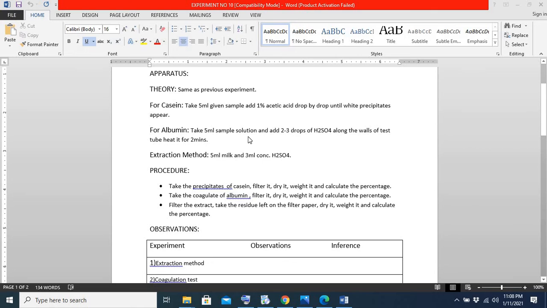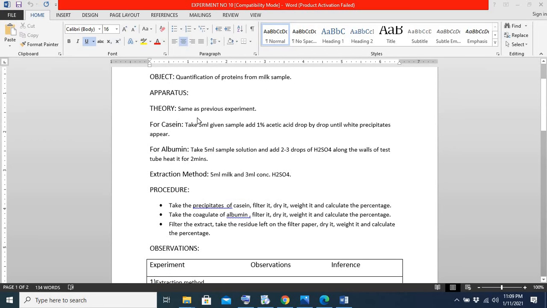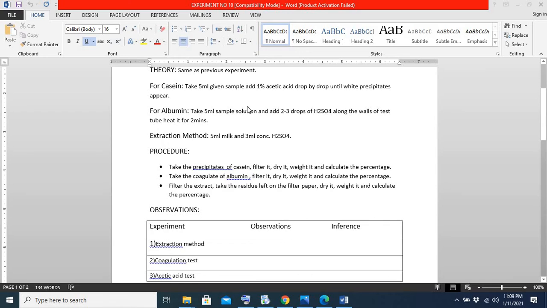And then for the extraction of these two proteins from the milk, we have to add 5 ml of the milk and 3 ml of concentrated H2SO4. After the extraction and precipitating these two proteins from the milk, we have to weigh the precipitate respectively.